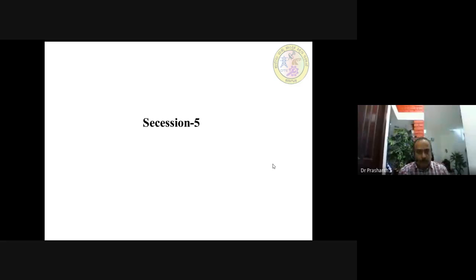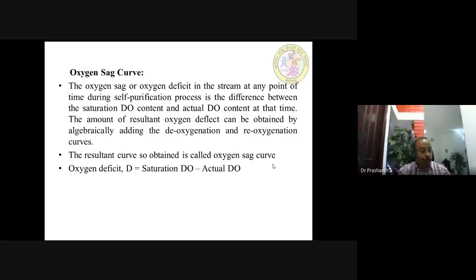In session 5, we are going to study self-purification and what will happen to the pollutant and to the quality of the river when sewage is disposed of into a nearby stream. The first thing we have to understand here in a river stream is the oxygen sag curve.